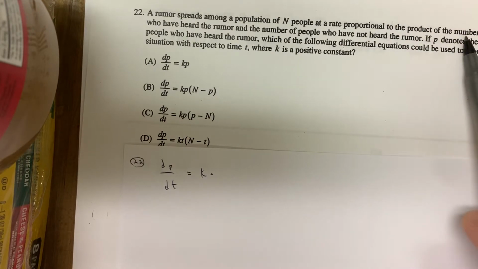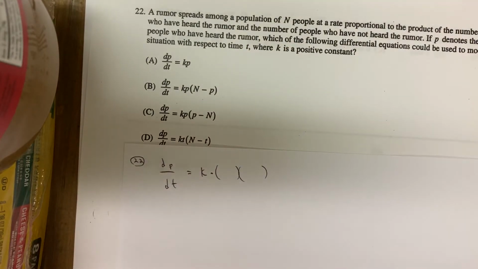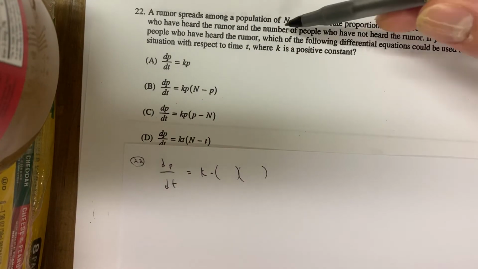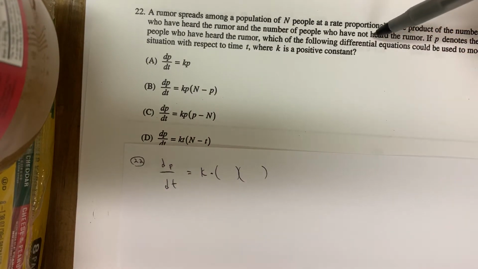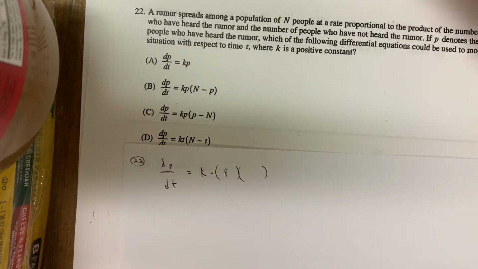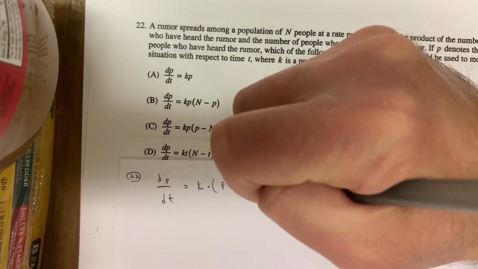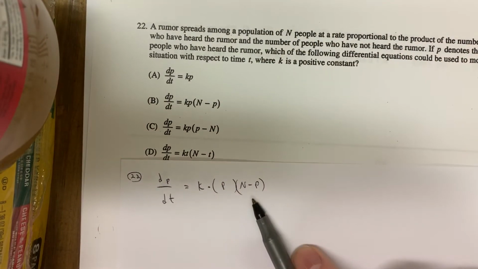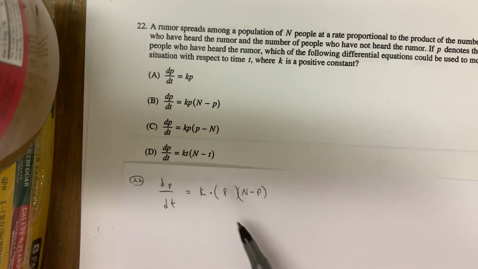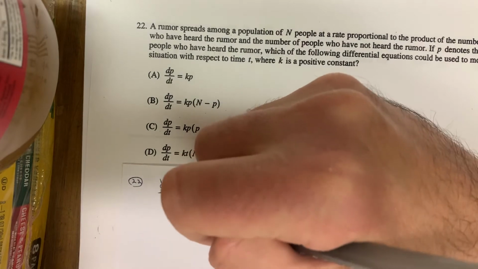The product, so there's going to be multiplication here of two things, of the number of people who have heard the rumor and the number of people who have not heard the rumor. P is the number of people who have heard the rumor. They don't tell you the number of people who have not heard the rumor, but if you take that total population of n and you subtract the number of people who have heard the rumor, you get the number of people who have not heard the rumor. Okay, and that's actually our answer right there. KP times the quantity N minus P, that would be B.